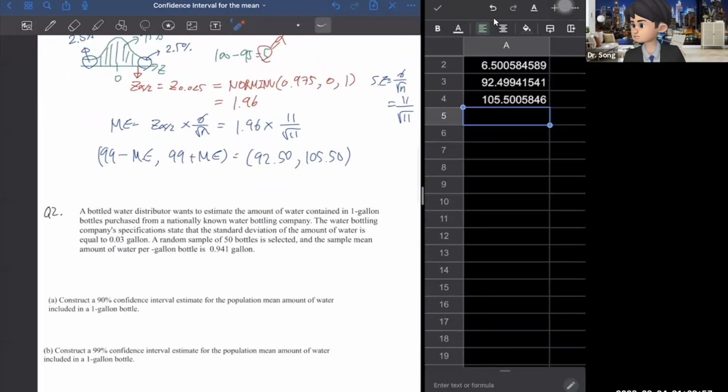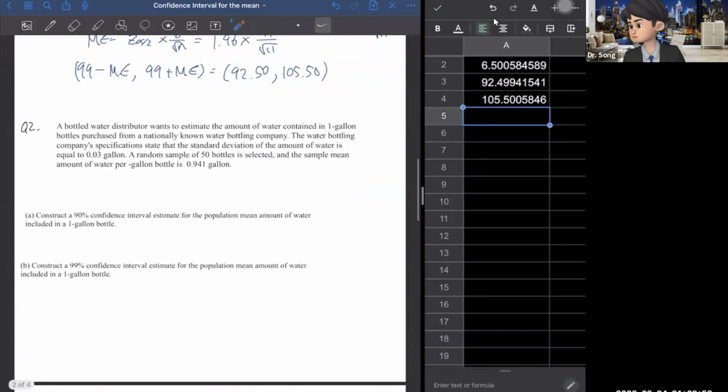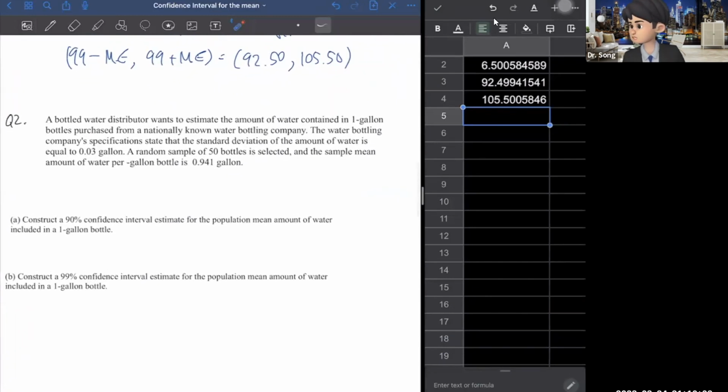All right, so let's solve the following question, question number 2. A bottled water distributor wants to estimate the amount of water contained in 1 gallon bottles purchased from a nationally known water bottling company. The water bottling company's specifications state that the standard deviation of the amount of water is equal to 0.03. So you can denote sigma is 0.03. So I would say that this is a weird question. It is odd that we know the population standard deviation, okay? But let's practice to solve this question.